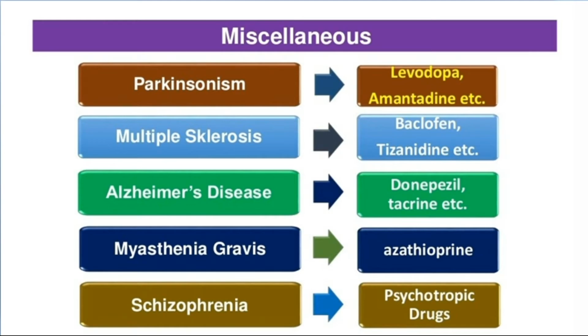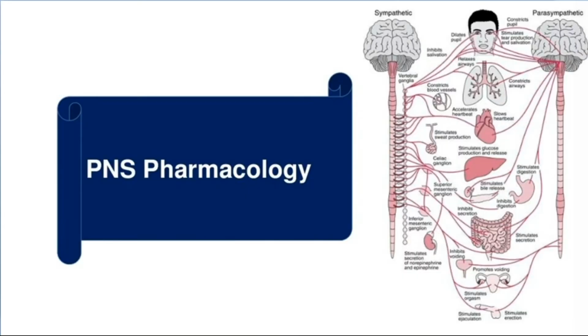We can give baclofen and tizanidine for multiple sclerosis. For Alzheimer's disease, we have donepezil and tacrine, etc. In myasthenia gravis, we have the drug azathioprine, and in schizophrenia, we have psychotropic drugs. PNS pharmacology, that is peripheral nervous system pharmacology.